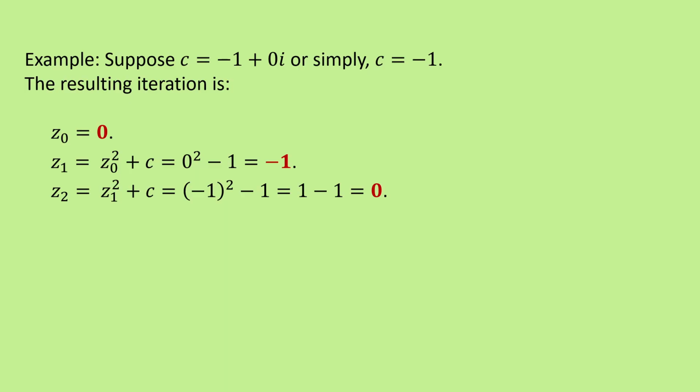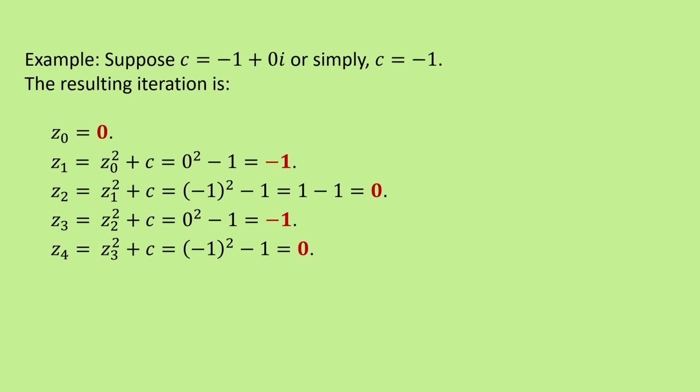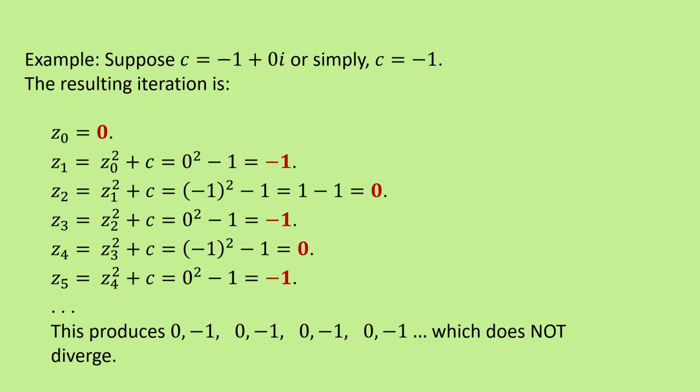z2 is equal to negative 1 squared plus negative 1, which is equal to 0. z3 is equal to 0 squared plus negative 1, which is equal to negative 1. z4 is equal to negative 1 squared plus negative 1, which is equal to 0. z5 is equal to 0 squared minus 1, which is negative 1. This sequence oscillates between 0 and negative 1, so it does not diverge.